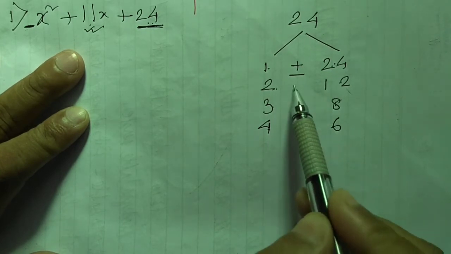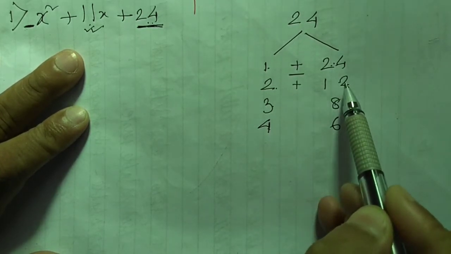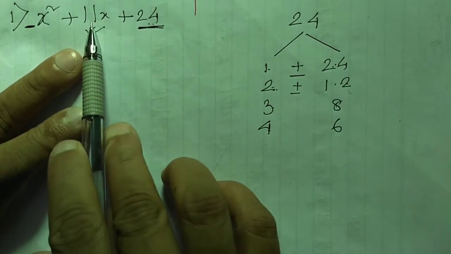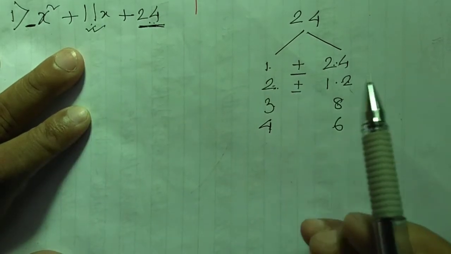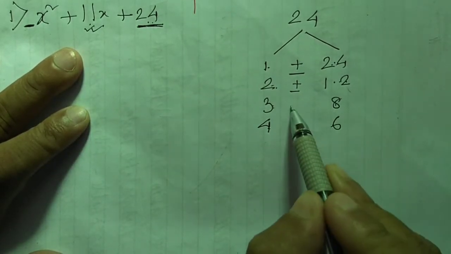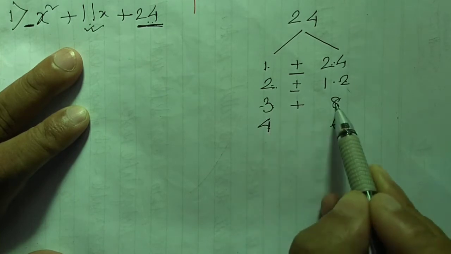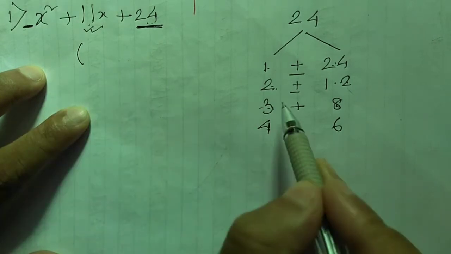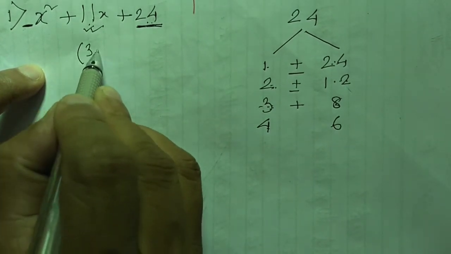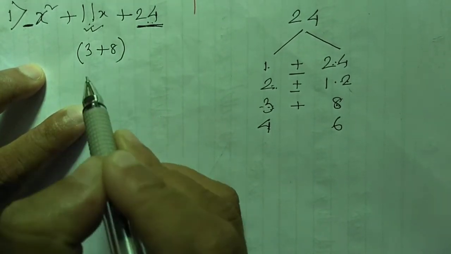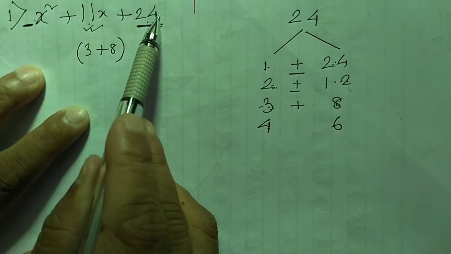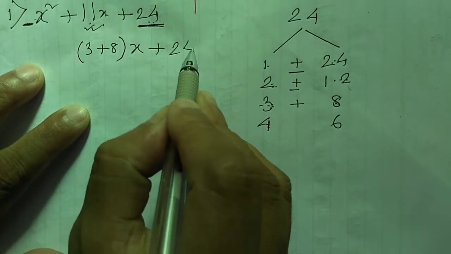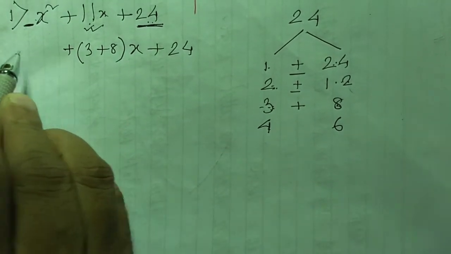2 and 12. If you plus it, you are getting 14. If you minus them, you are getting 10. But we require 11. Now, 3 and 8, if you plus it, yes, we are getting 11 now. So what you have to do, instead of 11, you have to write 3 plus 8. Fine. And the remaining portion will remain same, like x plus 24 plus x square.